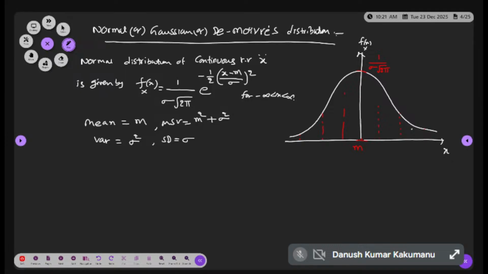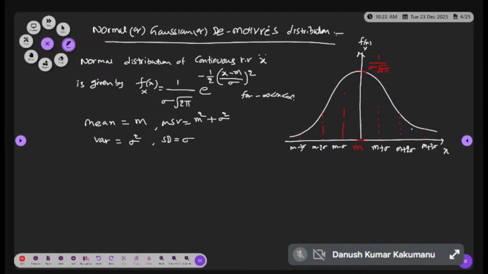What is this value here? This is m. This value is m plus sigma. What is this value? m plus 2 sigma, m plus 3 sigma. This is m minus sigma, m minus 2 sigma, m minus 3 sigma. On the x-axis, these are the values. Is it clear to all of you?